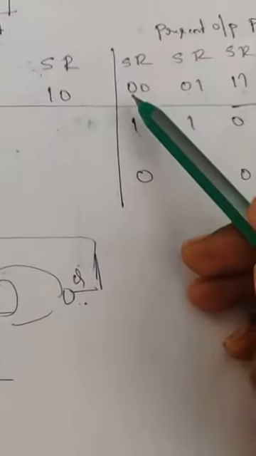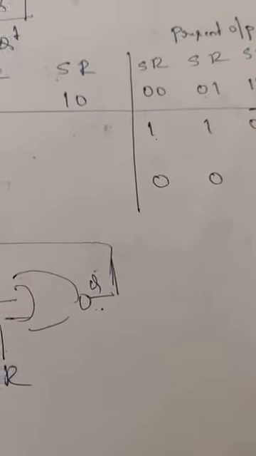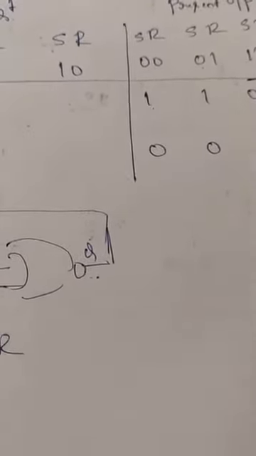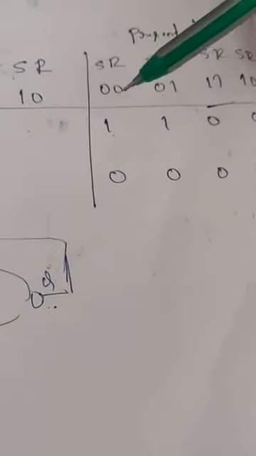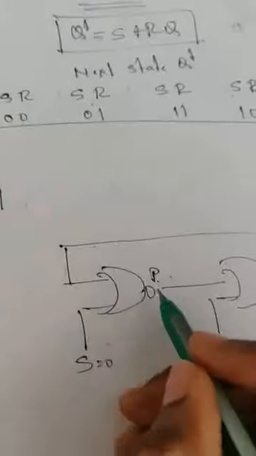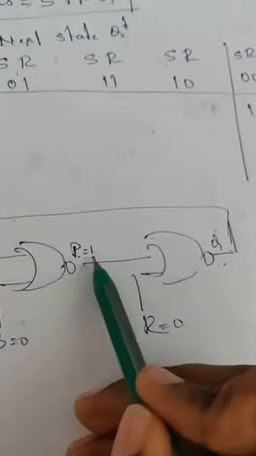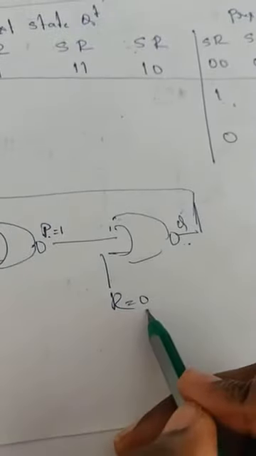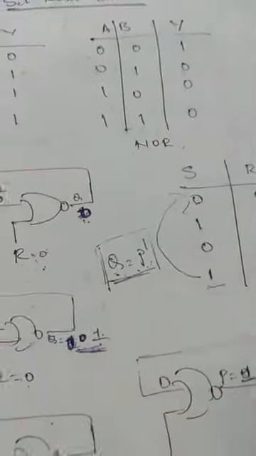Look at here. When S and R is 0 and 0, it retains its previous state. So when S and R is 0 0, what is P? The value of P is 1. So let me write S is equal to 0, R is equal to 0. P is 1, so this will be 1, right? So 1 and 0 in case of NOR gate is 0, right? So Q will be 0. This is the next state, right?